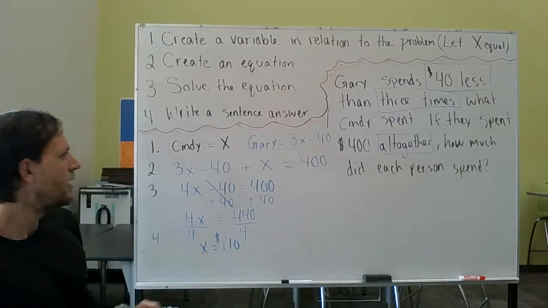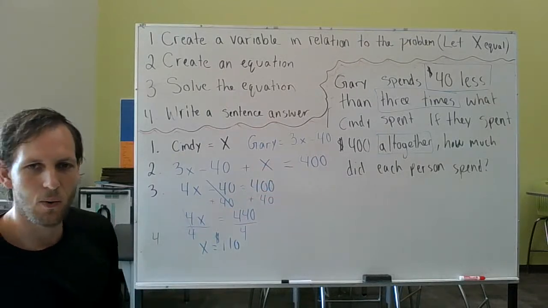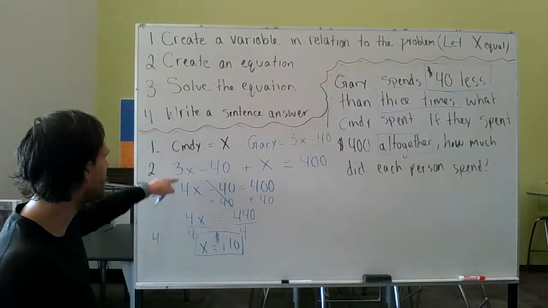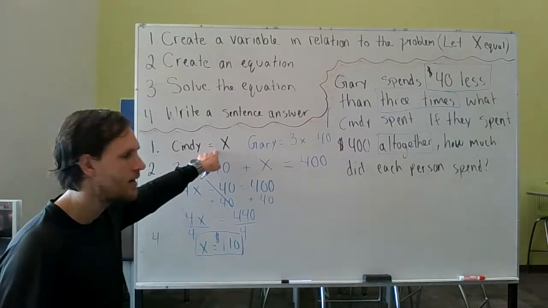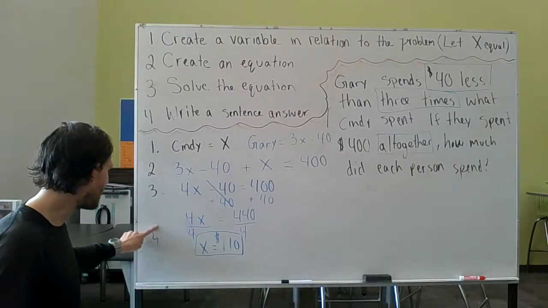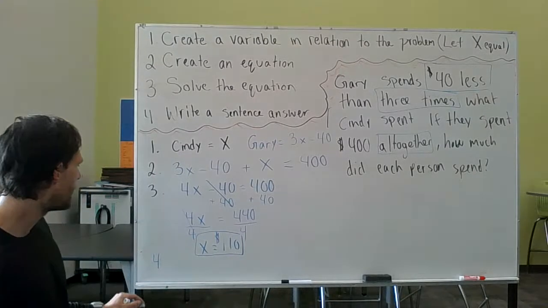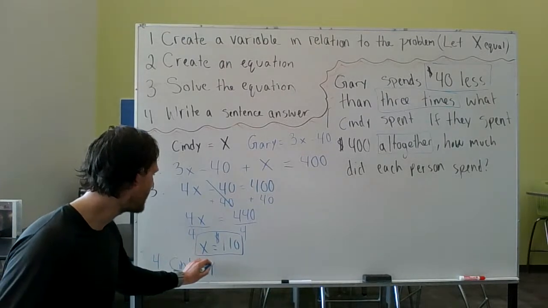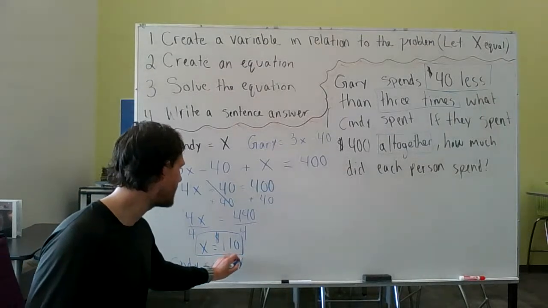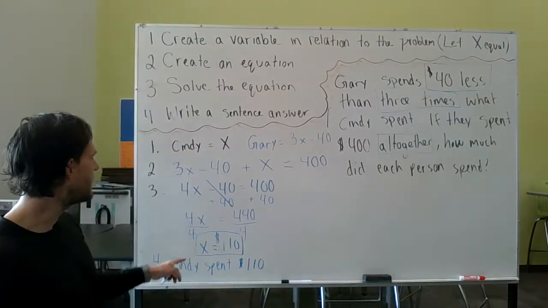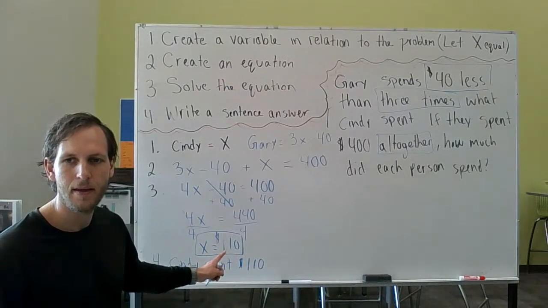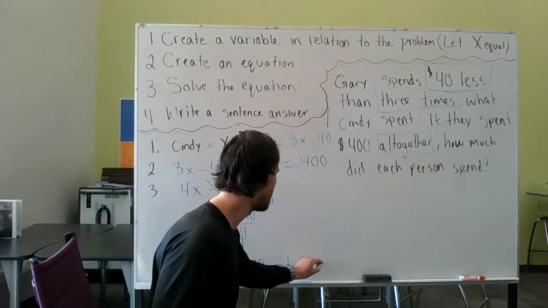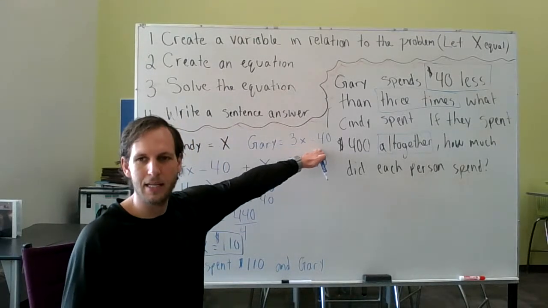Now, how much did each person spend is the question. We just figured out x. Who was x to start with? Cindy. So in order to answer this question, Cindy spent $110 because she is x. We've solved that. And Gary, well, Gary was 3x minus 40.